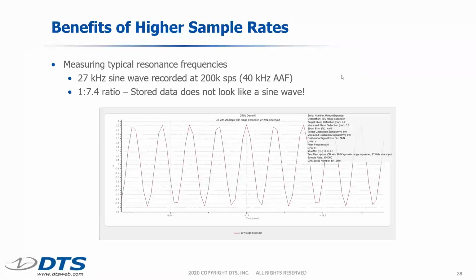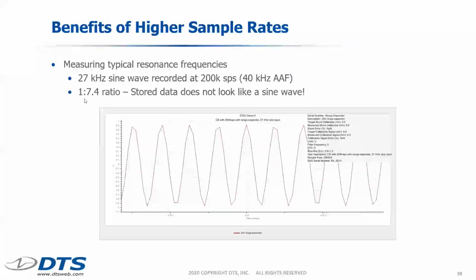Graphically, let's take a look at some real waveforms. In this case, this is a 27 kilohertz wave recorded 200,000 times a second. That sounds like a lot. But you'll notice even with that high ratio of data frequency to sampling, the data doesn't really look like a sine wave.